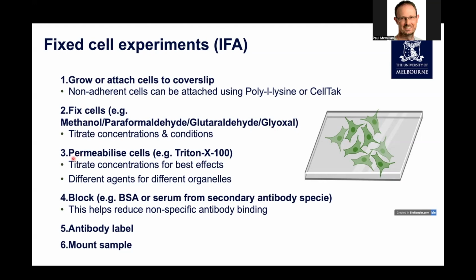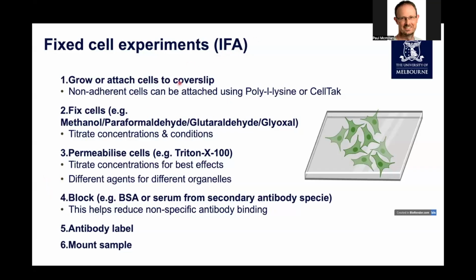Once we've fixed everything, what we want to do is to permeabilize the cells. So here we're punching little holes in the membranes to allow reagents in and out of the samples. So obviously you need to fix before you do that. One example of this is Triton X-100. Here again, you're best to try and titrate concentrations and length of time of incubations, things like that. And again, different agents will work differently for different organelles. So again, it's time to look at what's been published in the past and try and use that as a starting point for your analysis.